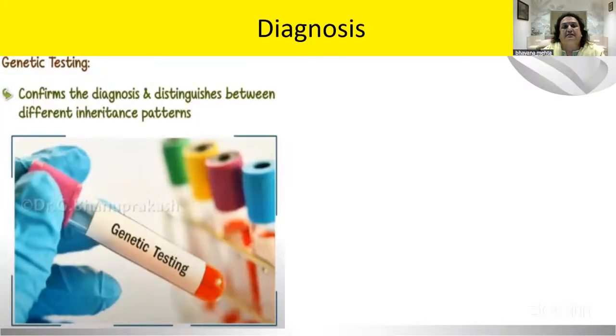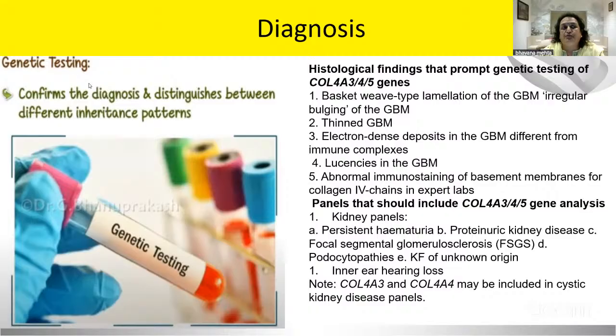So nowadays, invasive methods like renal biopsy are not necessary. Genetic testing alone can also come to the diagnosis of Alport syndrome. And in which conditions should we do genetic testing? In case of persistent hematuria, proteinuric kidney disease, focal segmental glomerulosclerosis, podocytopathies, and renal failure of unknown origin, or when the patient has inner ear hearing loss. In those cases, COL4A3 and COL4A4 may be included in the cystic kidney disease panel.